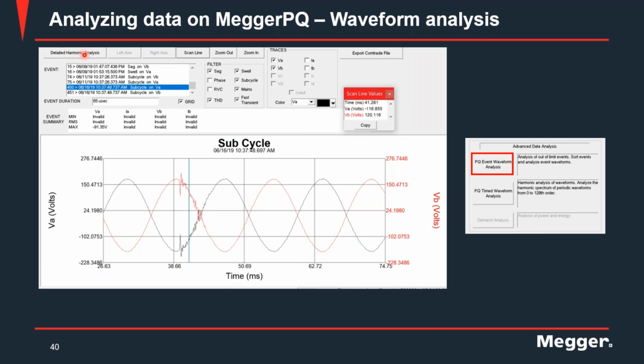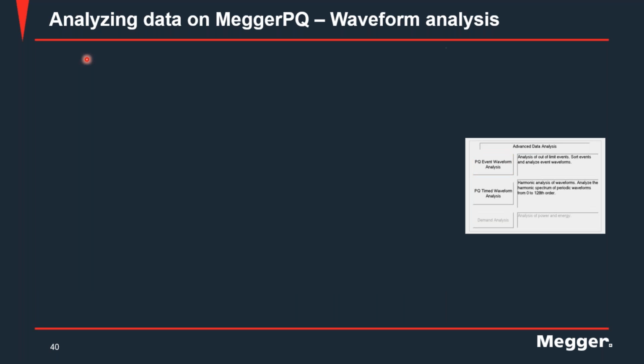You can do a detailed harmonic analysis on any of the waveform captures. It doesn't matter if it's event-based or time-based. You can go into this option and then select any particular cycle in any waveform capture, and then analyze the harmonics on it. And you can go all the way up to 128th order on that analysis screen.